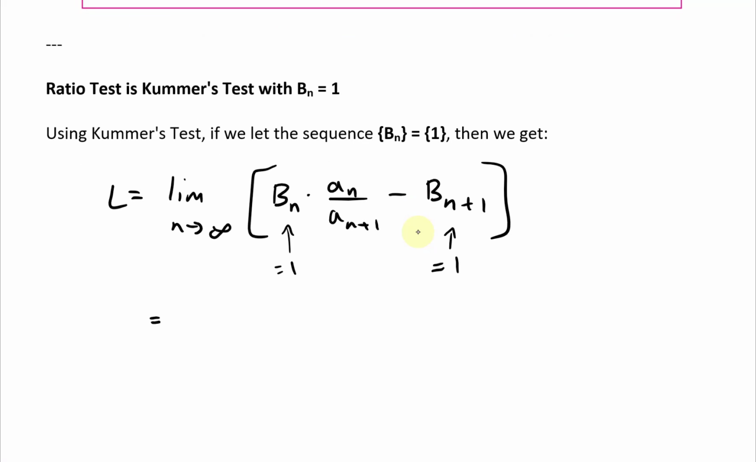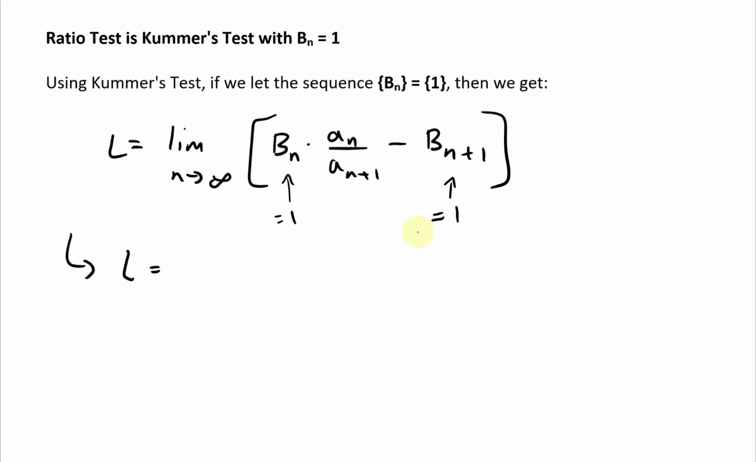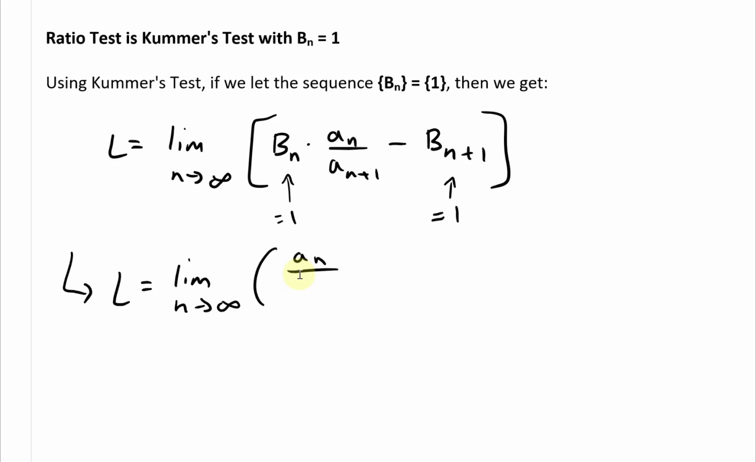So L is equal to the limit as n approaches infinity. Let's write this a bit neater. The limit as n approaches infinity of, now we just put this in regular brackets. I've been putting it in square brackets because the proof was in square ones. But anyway, this is going to be an over an plus 1, minus 1. So now that becomes this.